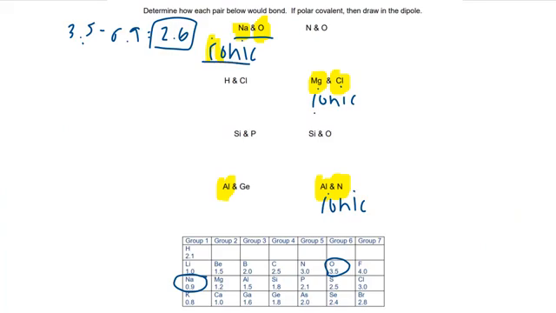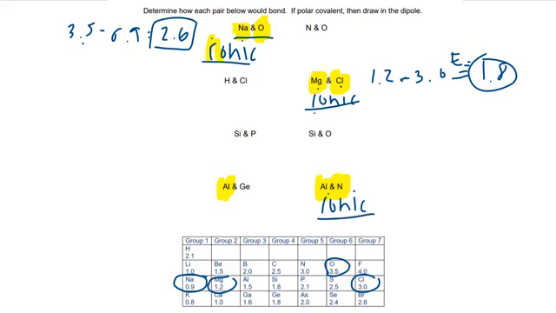Let's look at magnesium and chlorine. Magnesium is 1.2. Chlorine is 3.0. So that would be 3 to 1.8, difference of 1.8, which we know is ionic because it's greater than 1.6.